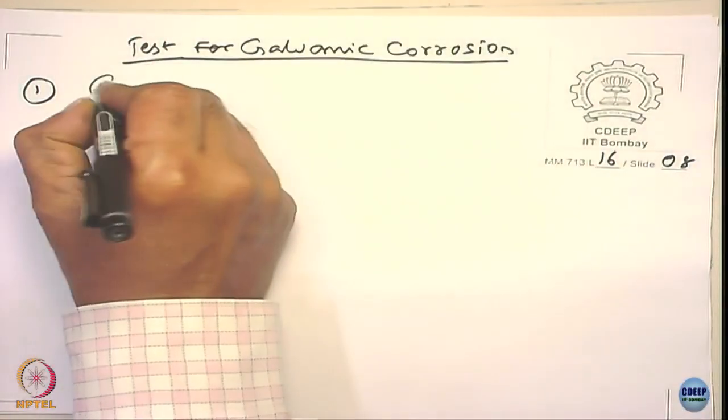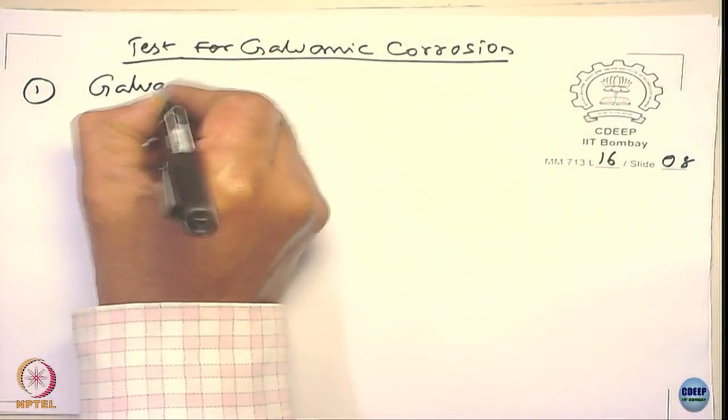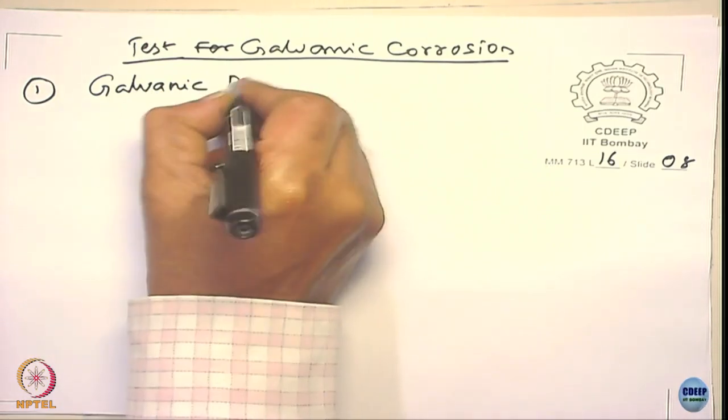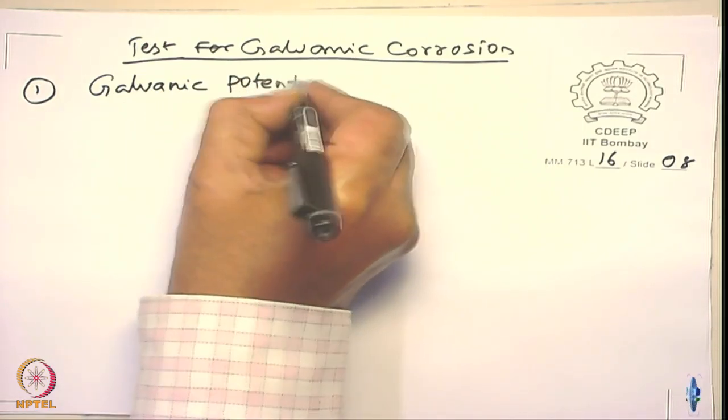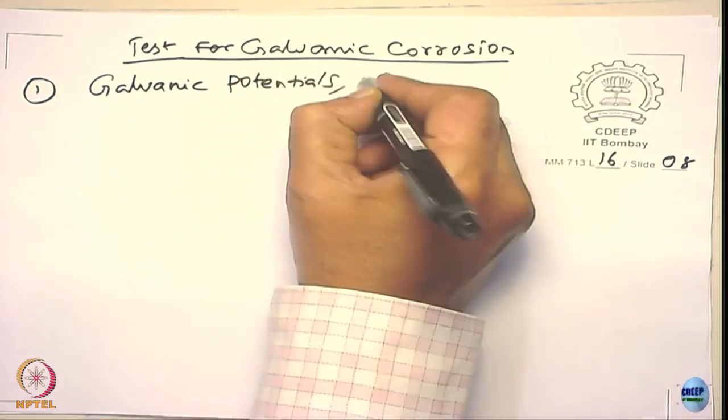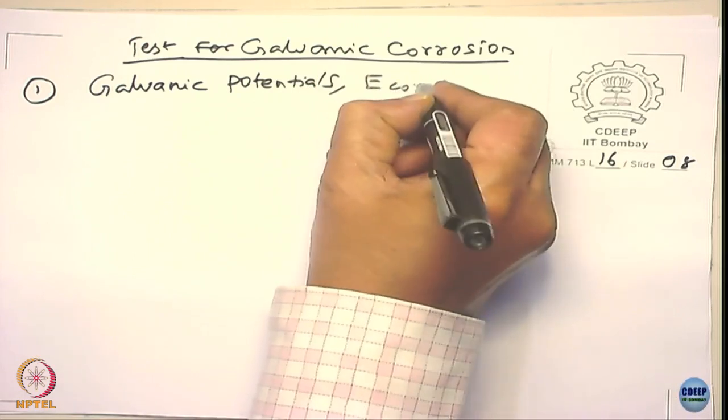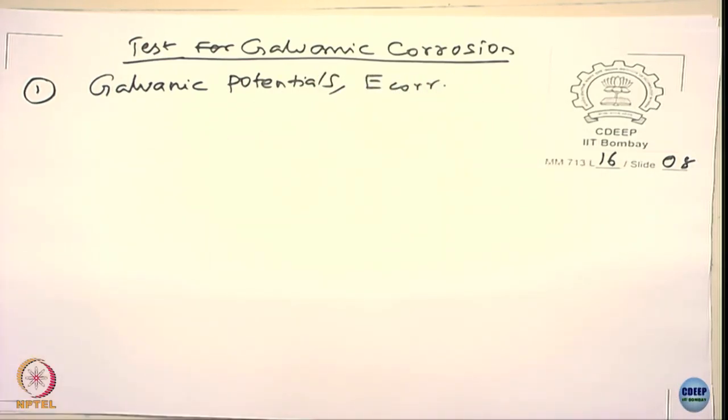First of all, you can determine the galvanic potentials, right? I call it ECAR actually, okay, ECAR. In a given environment, you just measure it. You choose those two metals which lie close in ECAR values. So, ECAR is one important parameter.